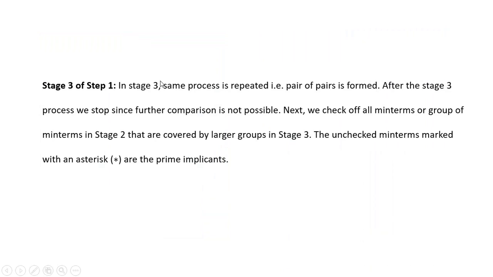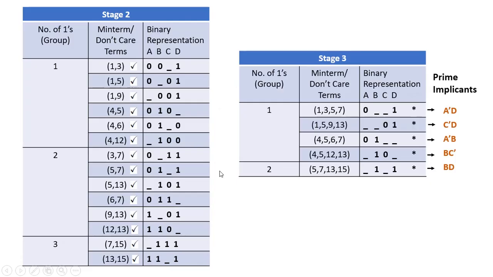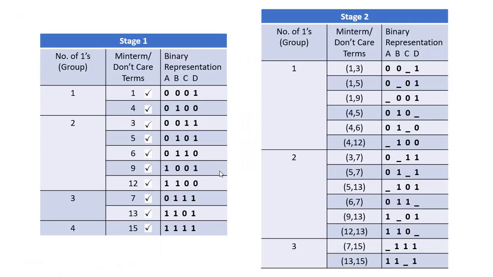Now coming to stage 3, we will repeat the same process, that is we will form the pair of pairs here. So after stage 3, we will stop since further comparison is not possible. Next we will check off all the minterms or groups of minterms in stage 2 that are covered by the larger groups in stage 3, and the unchecked minterms marked with an asterisk are our prime implicants. So we have reached here, we have got stage 2.